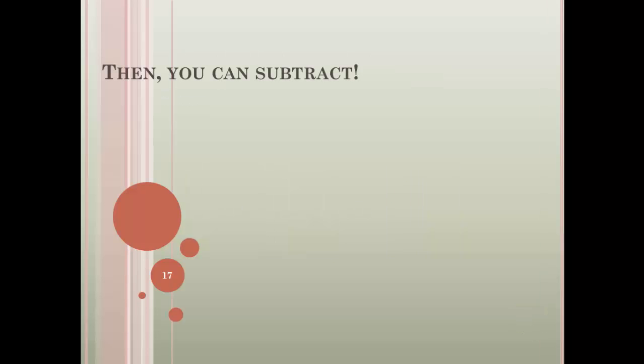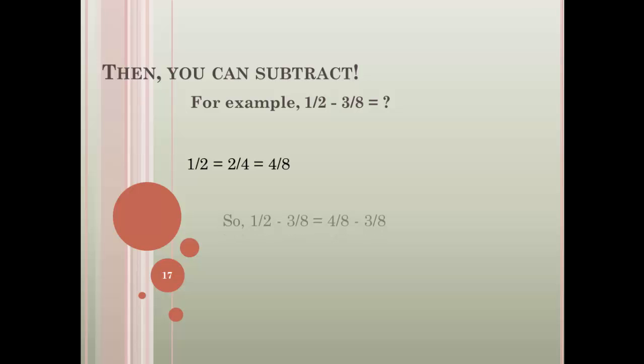Now from here, now that you know what equivalent fractions are, you can subtract. So if you're taking 1/2 minus 3/8, you cannot do that because the denominators are not the same. But we know from the previous slide that 1/2 is the same as 2/4 is the same as 4/8. So 1/2 minus 3/8, the initial problem, is the same as 4/8 minus 3/8. And we know that 4 minus 3 is 1, which gets you that final answer of 1/8.